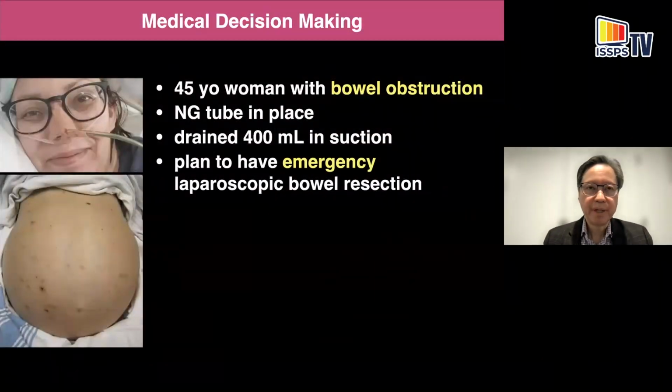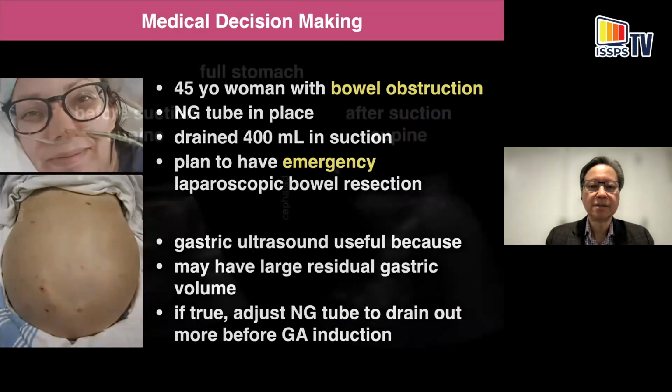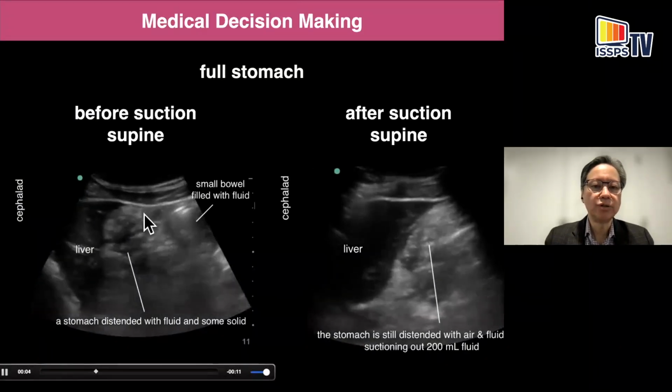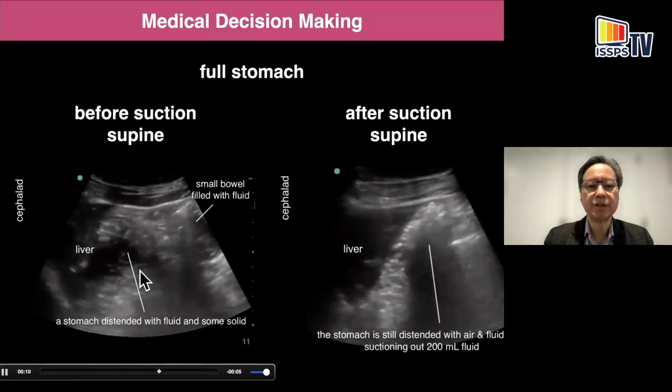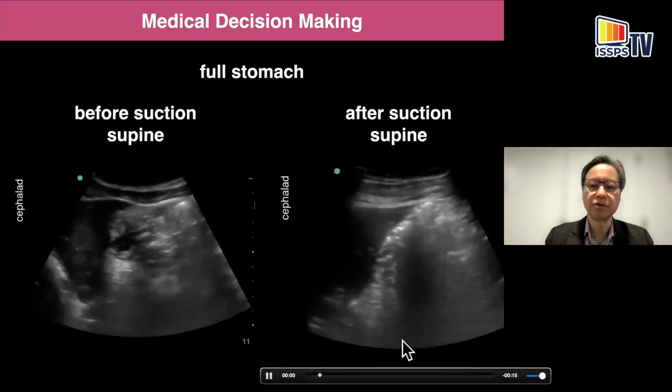For emergency surgery, you know the patient has a full stomach. This patient had bowel obstruction and needed emergency surgery. I think the question is, can you do more to empty the stomach before proceeding with induction of general anesthesia? Perhaps you can move the NG tube a bit to further empty the stomach before you proceed. And this is a real case. This is before I suction the NG tube further. I move the NG tube around, in and out, in order to empty the stomach further. This is after. You still see that there is some fluid inside, but substantially less.